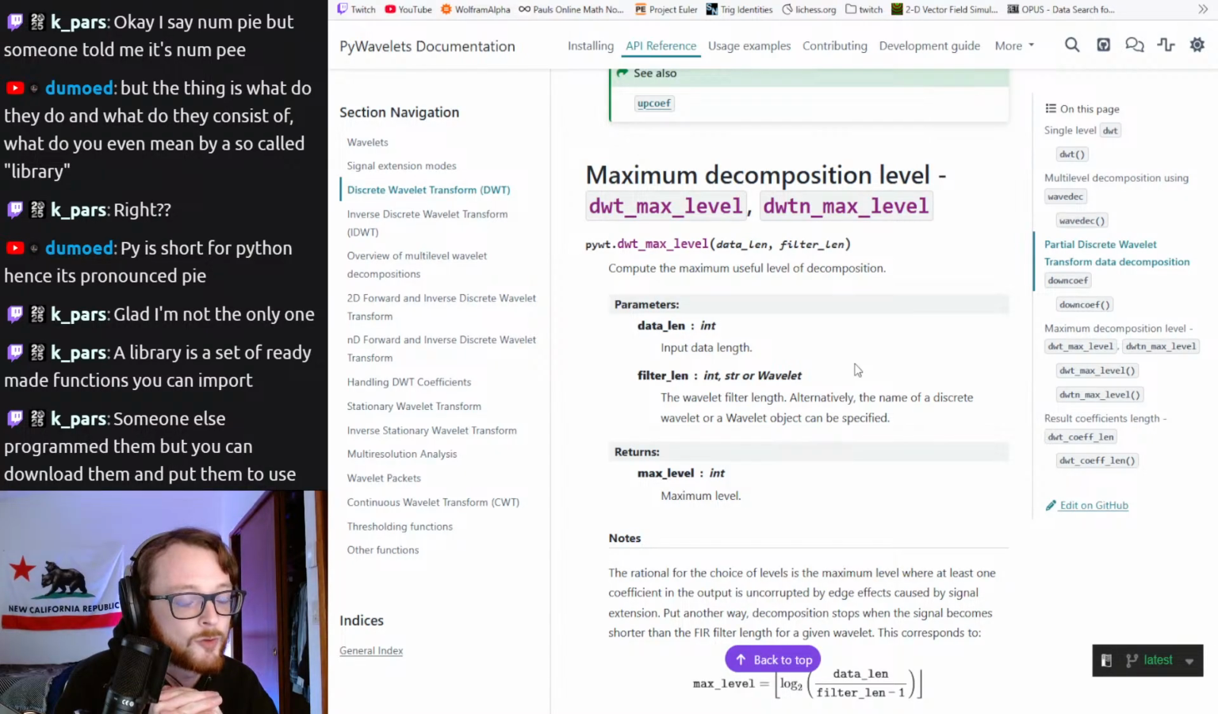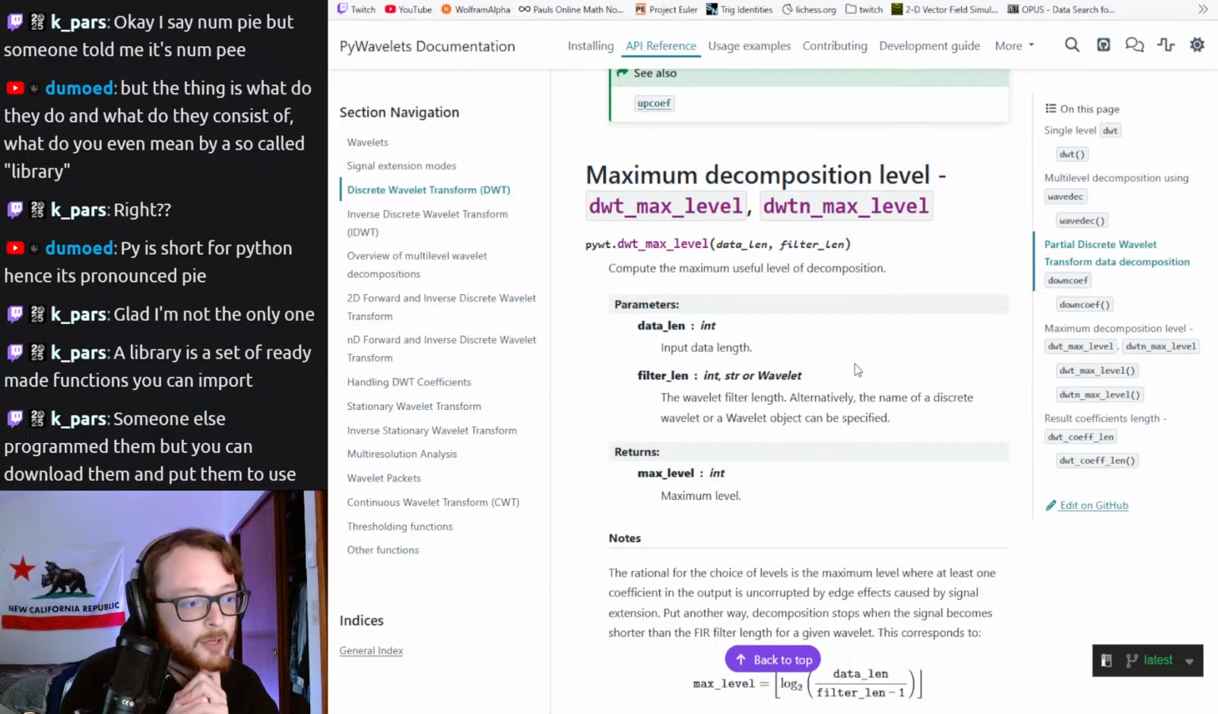A library is a set of ready-made functions you can import. Someone else programmed them, but you can download them and put them to use. Exactly, as Kpars says. By default, Python's ability to handle lists of numbers is not great. You can do some things with it, but it's not that powerful. And when I say powerful, I mean doing simple things mathematically can take a lot of lines of code, like matrix multiplication, for instance.